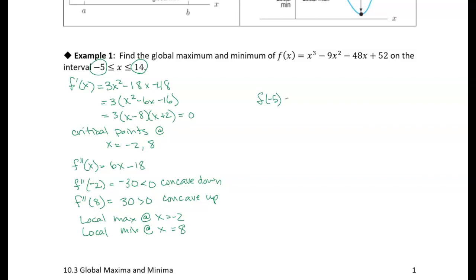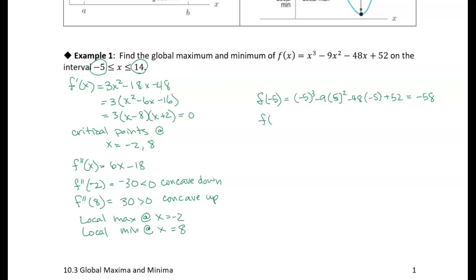Let's plug in minus 5. I don't know if I want to write all this out every time. I plugged it into my calculator. It's probably easier than writing out this equation. I'll write it out for the first one. Minus 5 plus 52. So I put that in my calculator and I got minus 58.